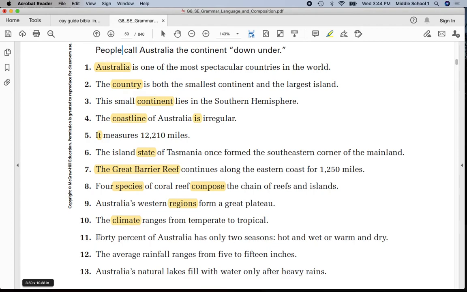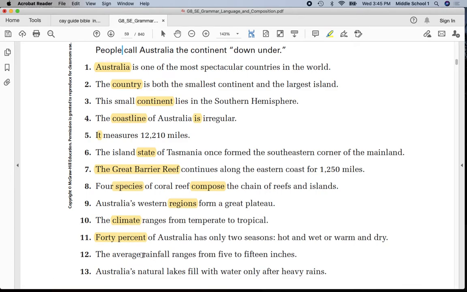11, 40% of Australia. Again, a prepositional phrase. This is really helpful that I reviewed these last week because now I'm not going to say Australia is my simple subject. This goes along with the complete subject. 40% is the simple subject. Has is the predicate. My line goes in between Australia and has.